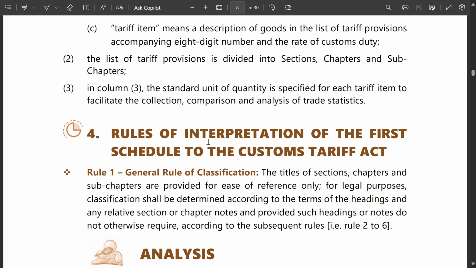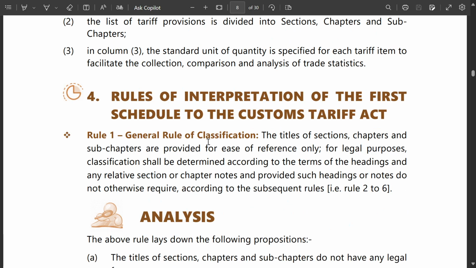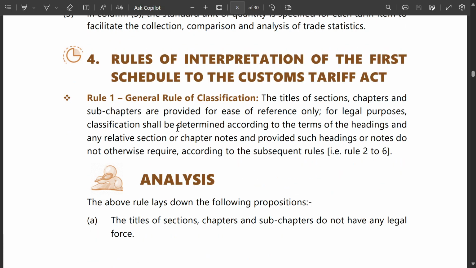Rules of interpretation of the first schedule of the Customs Tariff Act. Rule 1, general rule of classification. The titles of the sections, chapters, and subchapters are provided for ease of reference only. For legal purposes, classification shall be determined according to the terms of the headings and any relative section or chapter notes, provided such headings or notes do not otherwise require, according to the subsequent rules 2 to 4.